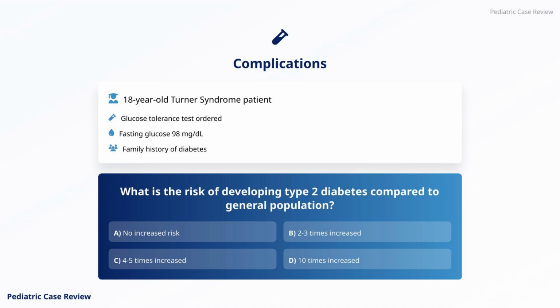An 18-year-old Turner syndrome patient undergoes glucose tolerance testing. Her fasting glucose is 98 milligrams per deciliter with a family history of diabetes. What is the risk of developing type 2 diabetes compared to the general population? Option A, no increased risk. Option B, 2 to 3 times increased. Option C, 4 to 5 times increased. Option D, 10 times increased.